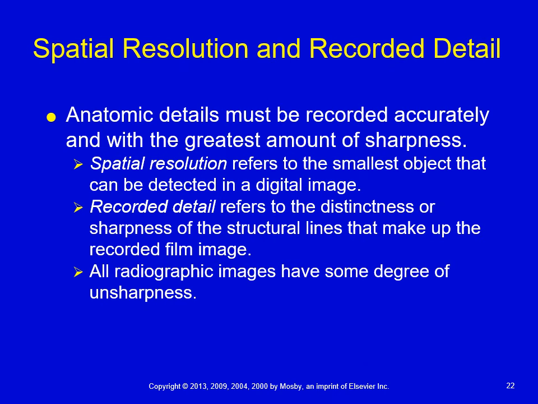Now, no x-ray is going to be perfectly sharp. We're always going to have some degree of unsharpness, and the reason for that is because we're imaging 3D objects. But our job as the tech is to ensure that we control the factors that we can as much as possible. So we want to control the factors that can cause things such as blur. So again, spatial resolution is how well we can see the small details, and recorded detail is basically how sharp and how clear those details appear on our image.